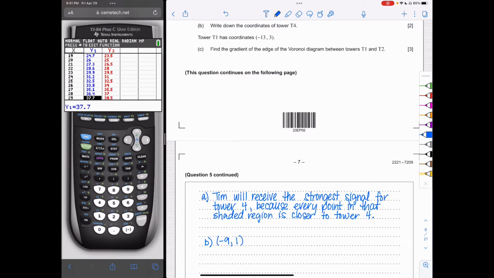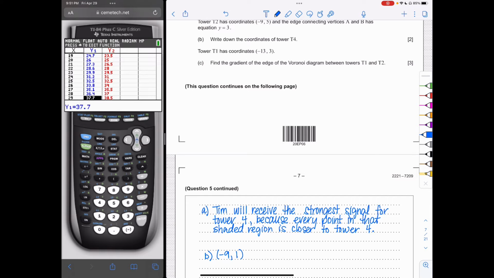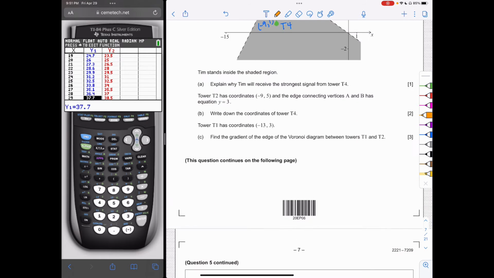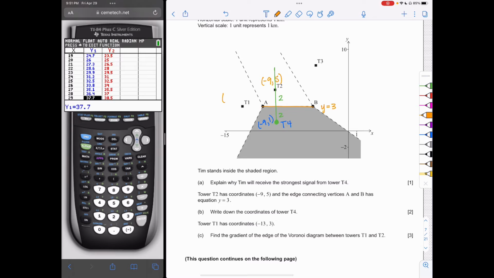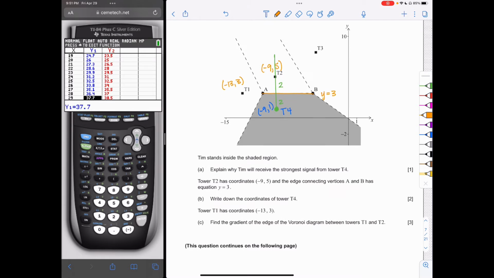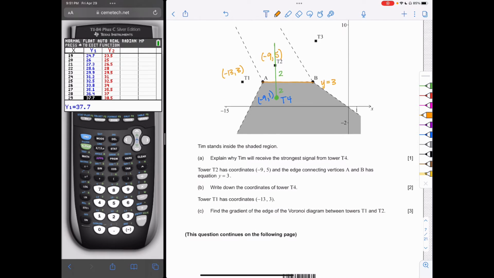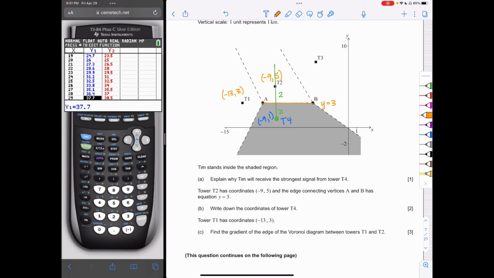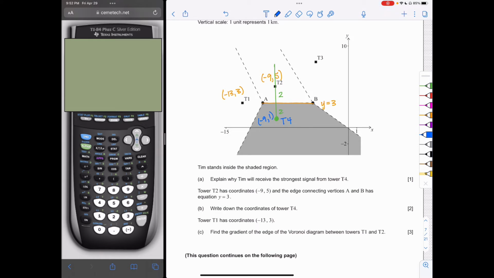All right, so now C, it says tower 1 has coordinates negative 13, 3. So I'm going to plug in negative 13, 3 on the picture. And then it says find the gradient of the edge of the Voronoi diagram between towers 1 and 2. Well, I should realize that when they say find the gradient of the edge of the Voronoi diagram, they're telling me to find this gradient here. They want me to find that gradient.